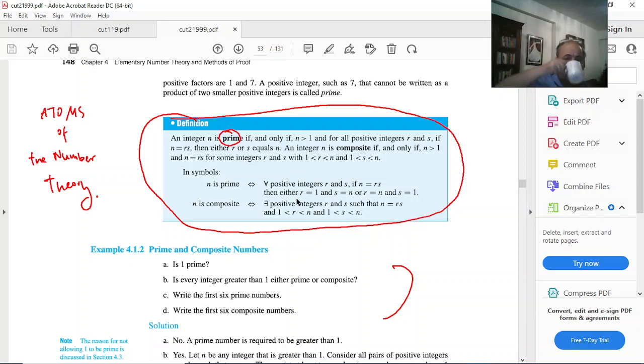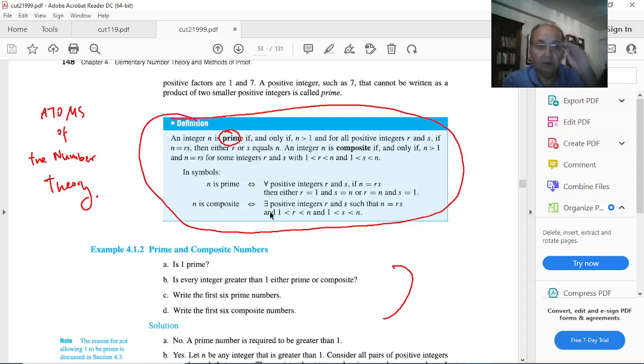Then you can build something on it. So prime numbers are the atoms of number theory. What does it mean? Every possible number can be produced or reconstructed starting from the prime numbers. So prime numbers are a very important part of number theory.